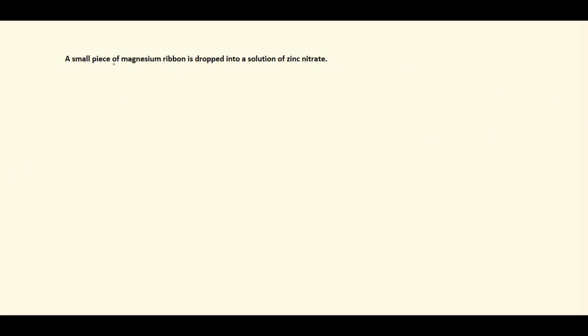This next one says that a small piece of magnesium ribbon is dropped into a solution of zinc nitrate. Like we did earlier, we're going to first write the molecular equation. So we have solid elemental magnesium dropped into a solution of zinc nitrate. Zinc is a transition metal, but it is an exception, and zinc is always 2+. So we got a zinc and 2 nitrates. Because it says solution, we know that it's going to be aqueous, and also it's a nitrate, so we also know that those are always going to be aqueous.